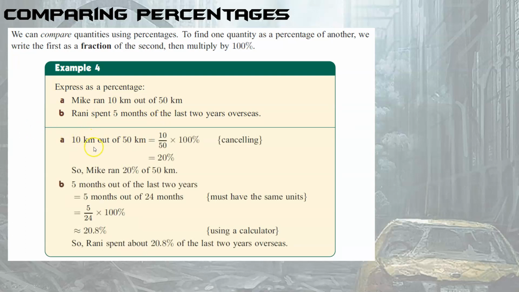So we do it like this. First, we need to get it into a fraction. So 10 kilometers out of 50 kilometers. The "out of" is basically the same as a fraction or divide. 10 out of 50 is 10 on 50.